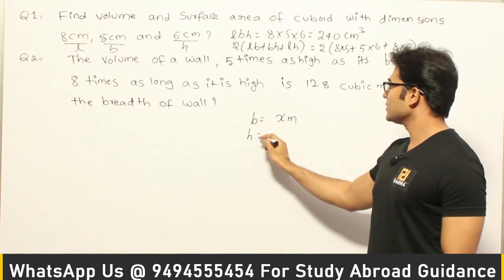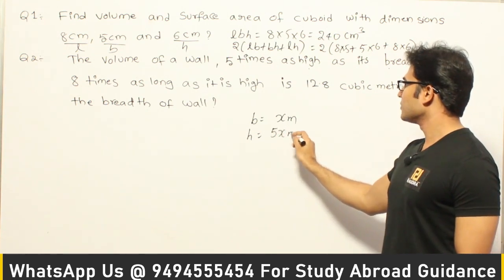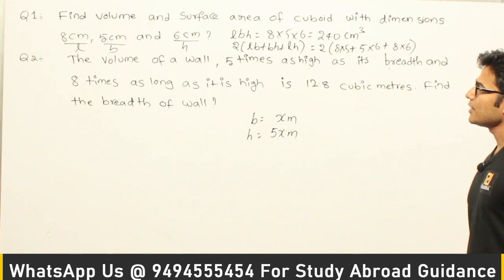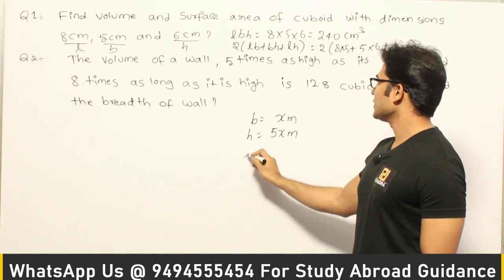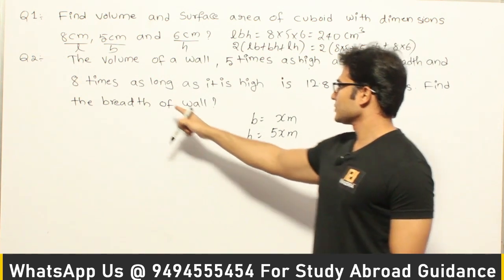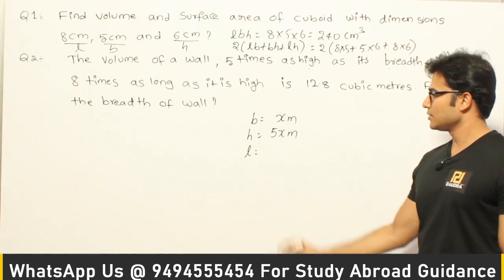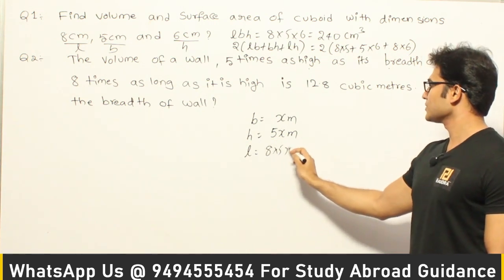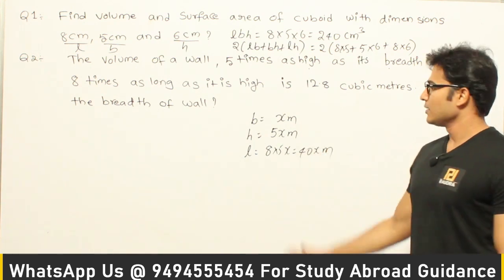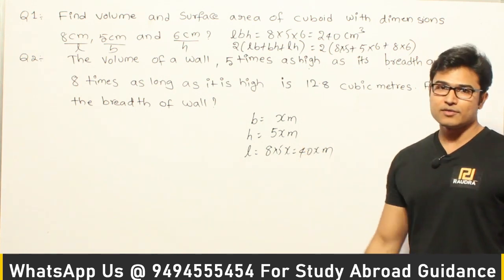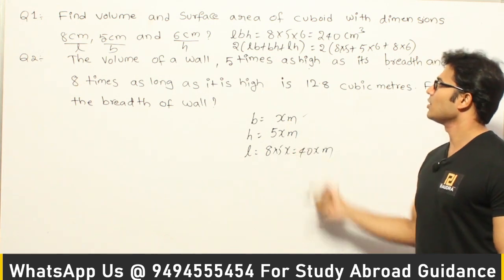they are saying that height is 5 times as high, which means it is 5 times the breadth, and 8 times as long as its height, which means the length is going to be 8 times its height. So if I assume that height is 5x, therefore it is going to be 8 into 5x, so it is going to be 40x meters. So this is what is given. So length, breadth and height are not directly given, but they have given in terms of breadth. So I have used a variable x and I expressed all of this.